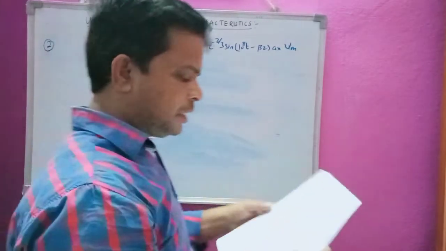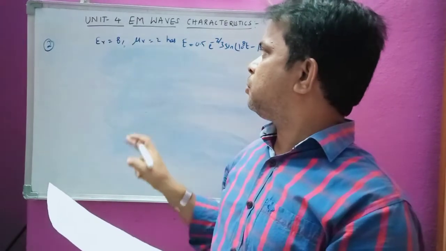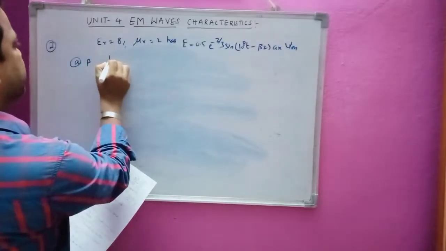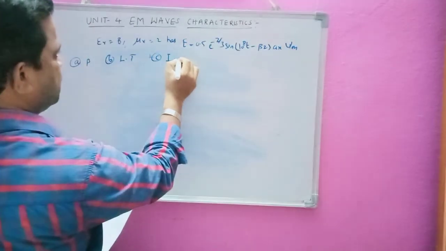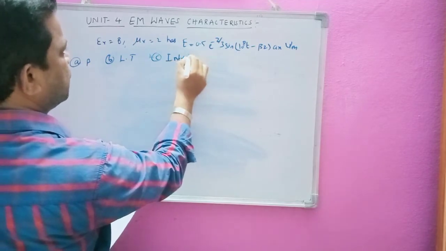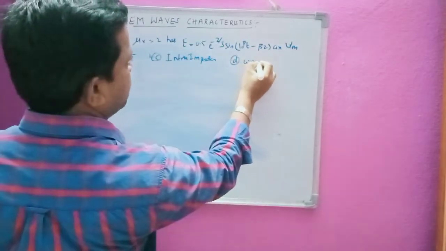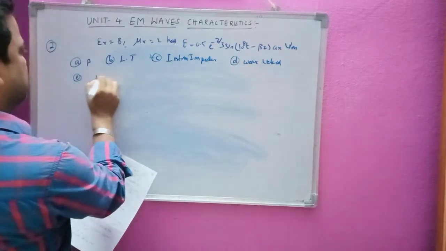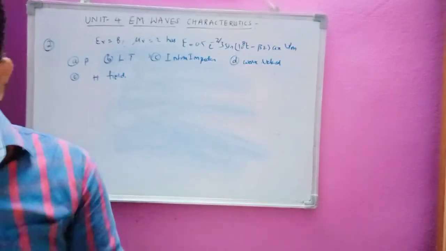So all of you listen here carefully. A plane wave propagating through a medium with epsilon r equal to 8, mu r equal to 2 has this E. We have to determine the following things. A, we have to determine beta. B, the loss tangent. C, the intrinsic impedance. D, the wave velocity, and E, the H speed. So we have a lot of terms to find from the given data.